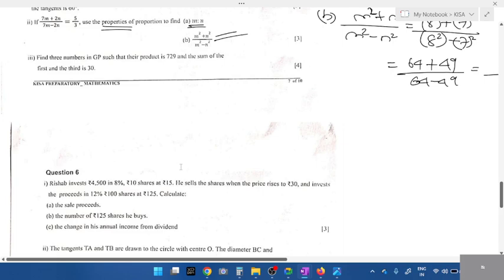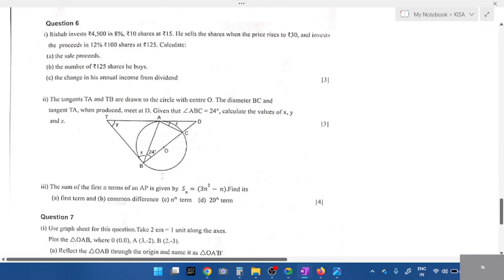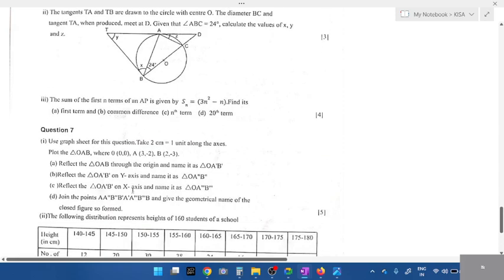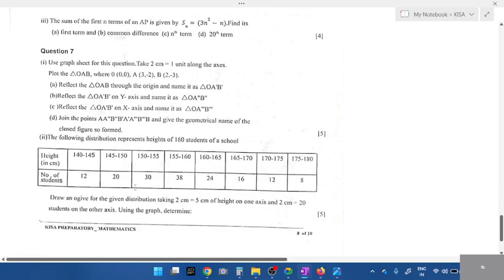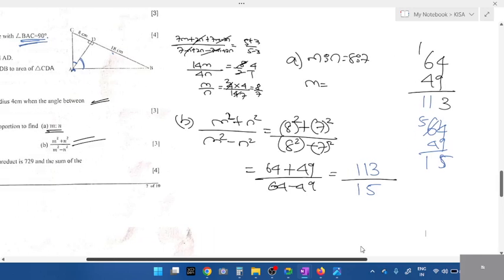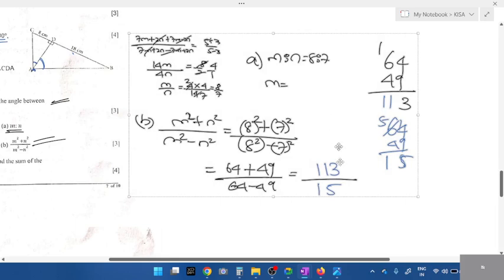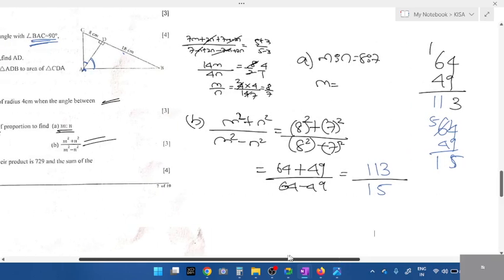Rishabh invests 4,508% shares. He sells when the price increased to 30. And okay, one proceeds question, I'll teach that proceeds question. The term of an AP. Completed. 113 by 15. Write it. Write it. I'll solve this.